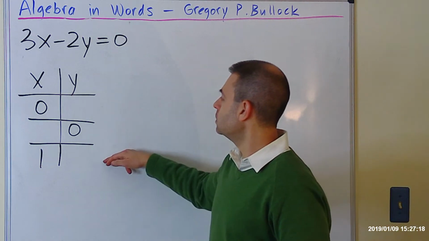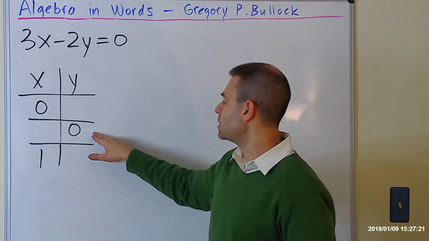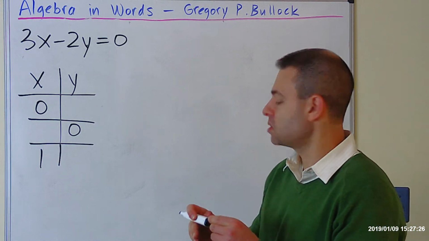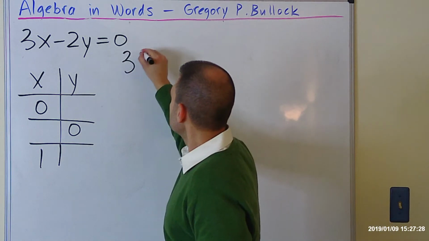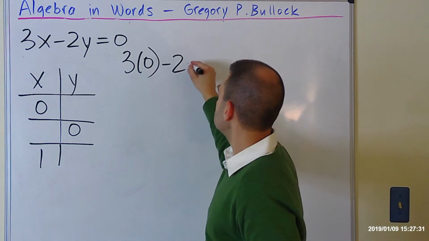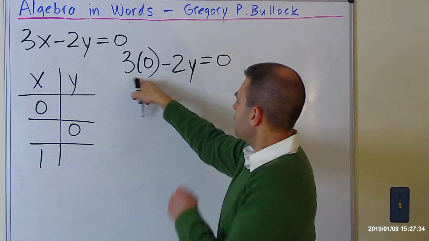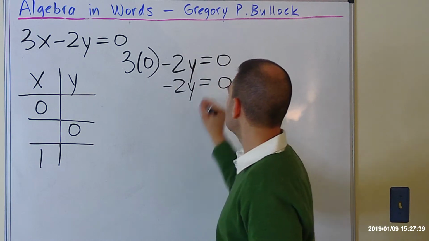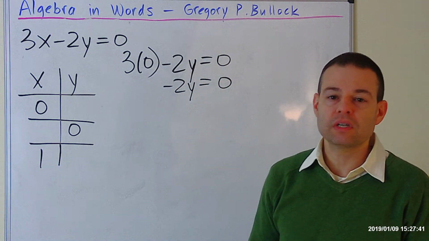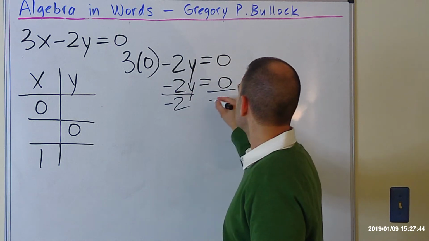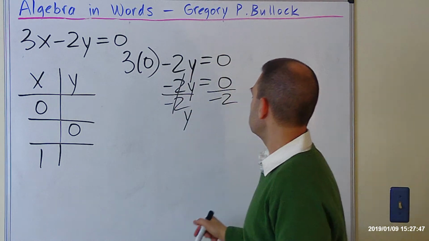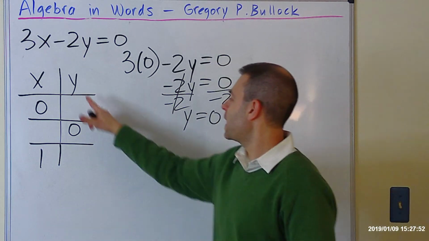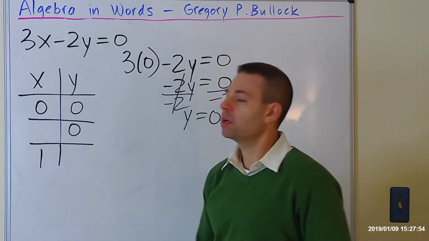Notice I have my table. We have x is 0, we have y is 0, we have x is 1, and we're just going to plug in for each of those. Starting with when x is 0, 3 times 0 minus 2y equals 0. This becomes 0 because 3 times 0 is 0, leaving us with negative 2y is equal to 0. Let's divide both sides by the coefficient negative 2. These cancel out to 1, leaving y. 0 divided by negative 2 is 0. So when x is 0, y is 0. I'm going to plot that.